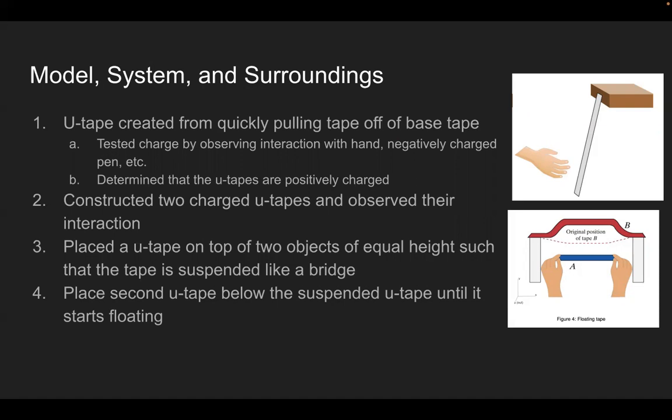We constructed two of these charged U-tapes and observed their interactions by first placing a U-tape on top of two objects of equal height such that the tape is suspended like a bridge. And we place the second U-tape below the suspended U-tape until it starts floating, like the diagram shown on the right.